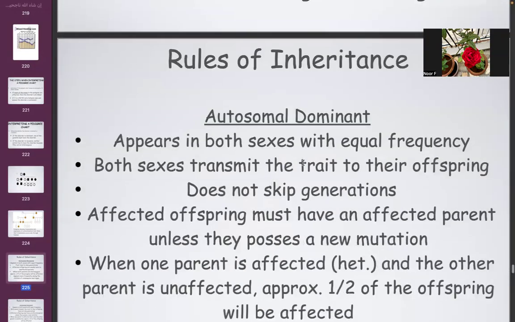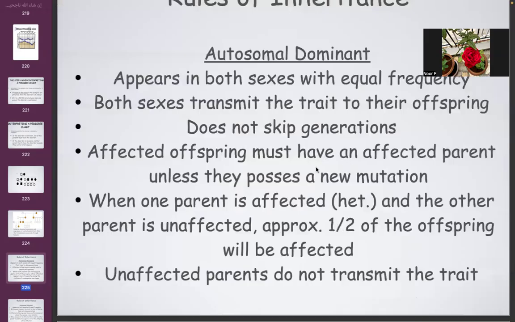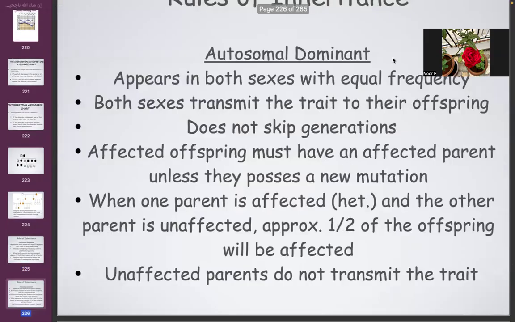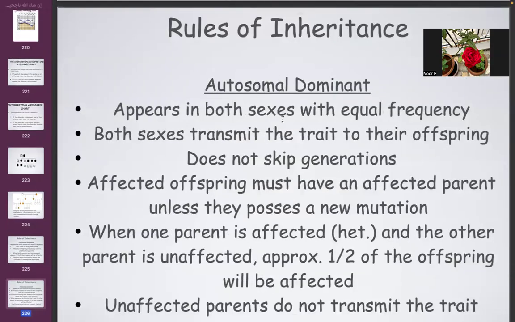Rules of inheritance for the autosomal dominant. Appears in both sexes with equal frequency. Both sexes transmit the trait to their offspring. Does not skip generations. Affected offspring must have an affected parent unless they possess a new mutation.